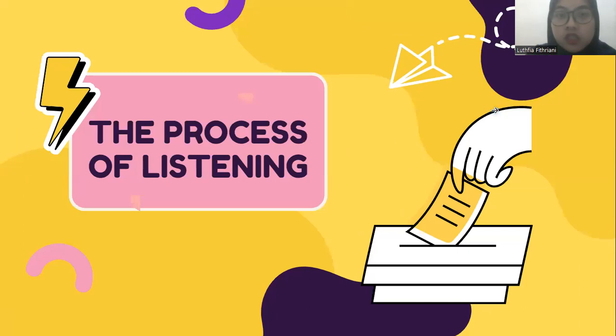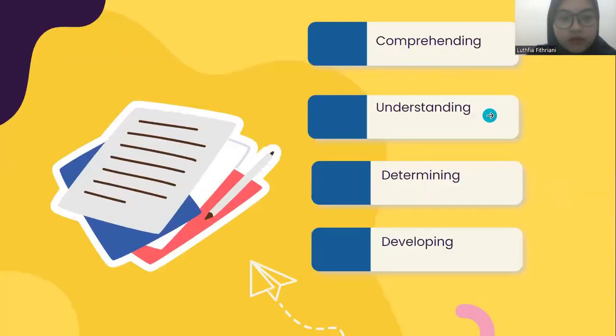Now we will move to the first topic, the process of listening. The process of listening may be classified in the following stages. The first is comprehending. In comprehending, the listener should comprehend the surface structure elements such as phonemes, words, intonation, and etc. The second is understanding. In this step, the listener should understand the pragmatic context by determining the type of speech event and the content of the message.